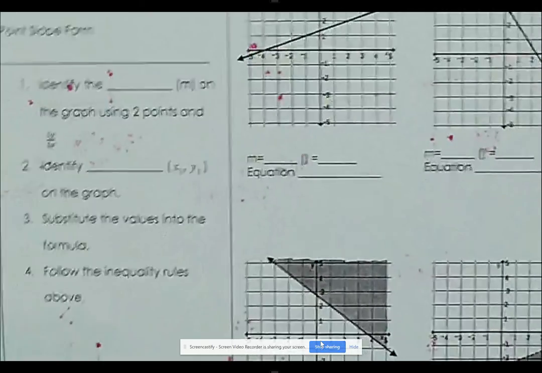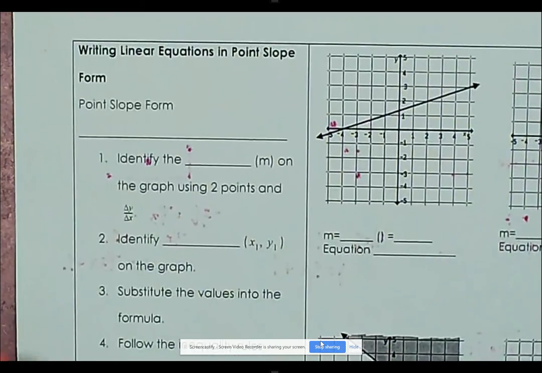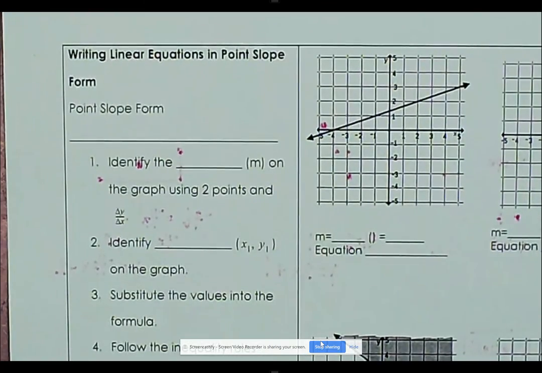If I'm looking on the back of here, we're going to do the same thing, but looking at our notes in point slope form.